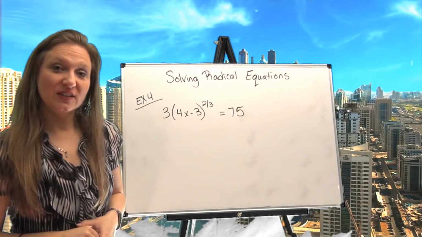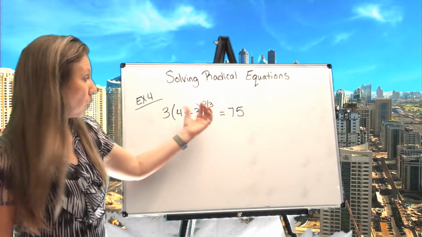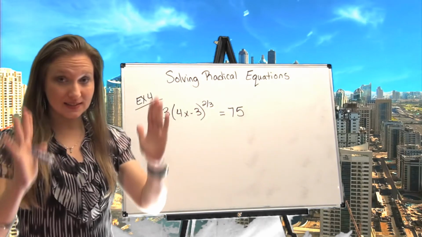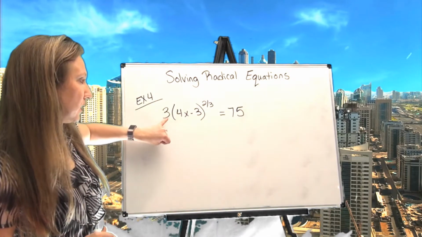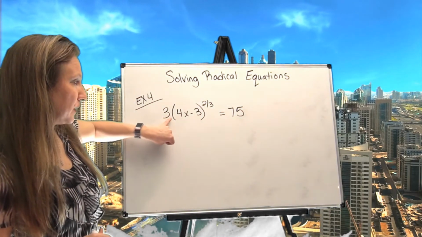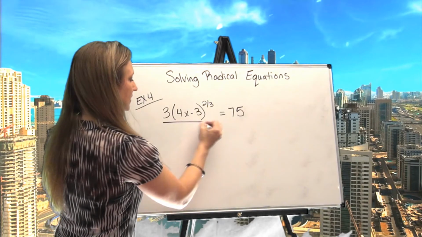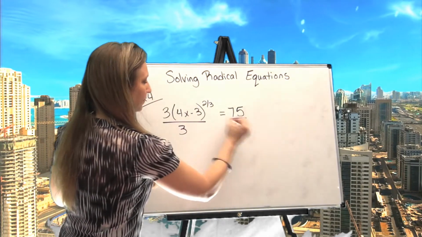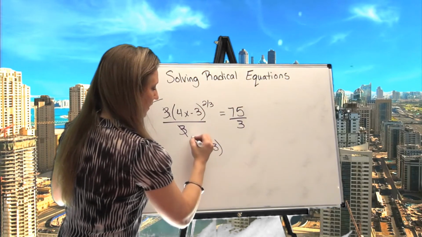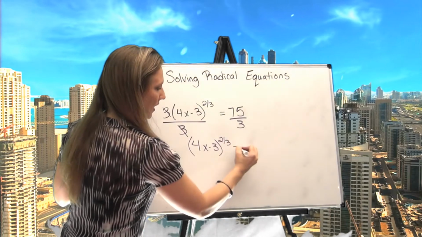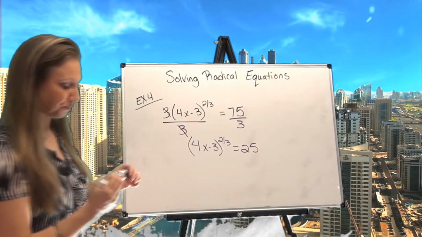All right, this will be our final example. Notice again we have a fractional exponent. We want to get this piece isolated first on one side of the equal sign so that we can solve it. So I want to get rid of this 3. This 3 is being multiplied. To undo that multiplication, I'm going to divide both sides by 3 as my first step. And I'm left with 4x minus 3 raised to the 2/3 power. 75 divided by 3 leaves me with 25.